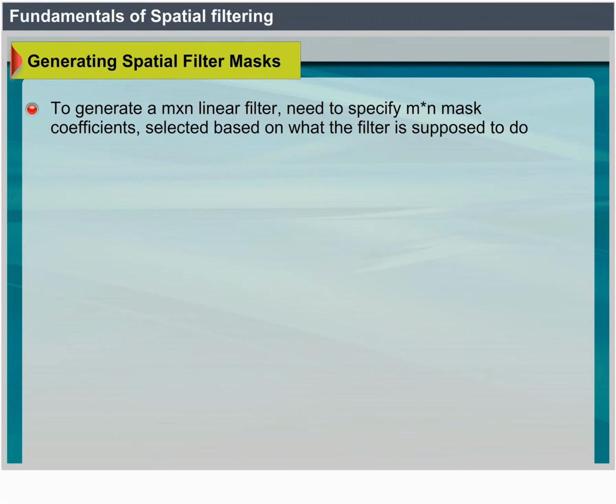Example 2. Spatial filter mask based on a continuous function of two variables, that is, Gaussian function. Here again, the equations are shown on the screen.